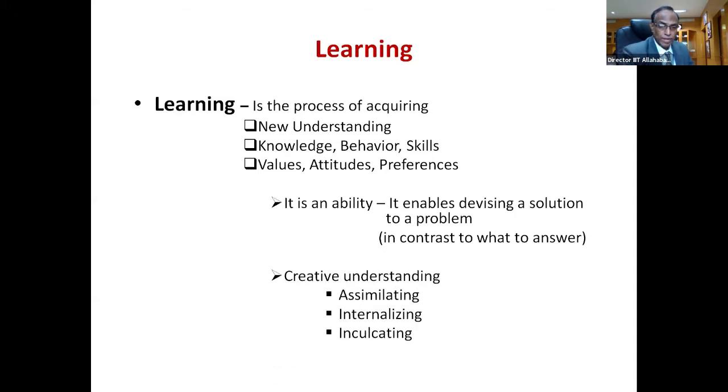So creative understanding requires assimilating. First you should gather and assimilate. Then you should internalize. So one should internalize and then inculcate. It should all become part of your brain, not part of your memory. It has got to become part of the thinking process. Why am I spending so much time? That is what ultimately machine learning has got to do. The type of code for machine learning that you write should be able to do the training, and that's what we call supervised training and unsupervised training.